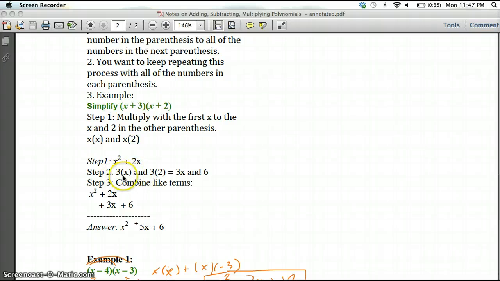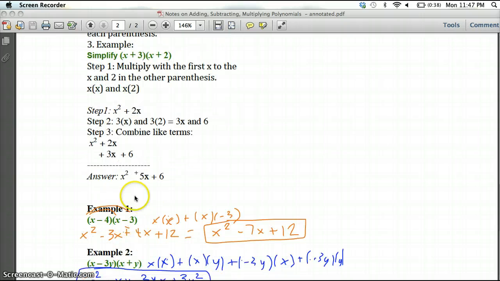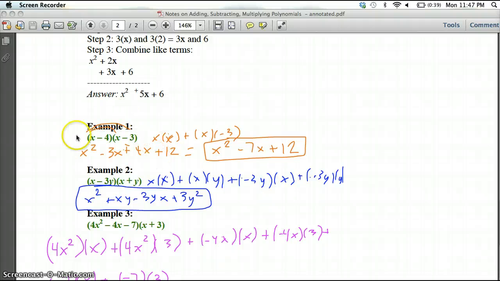Okay? So here I did it down here, step 2, 3 times x and 3 times 2 is 3x and 6. Then I'm going to combine like terms. So I've got x squared plus 2x plus 3x plus 6. So my answer is x squared plus 5x plus 6.